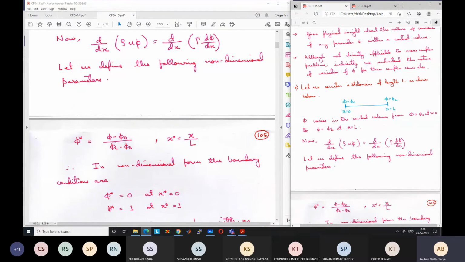This is a very standard practice of non-dimensionalization. And x star we will define as the non-dimensionalized form x by L, where L is the length of the domain.